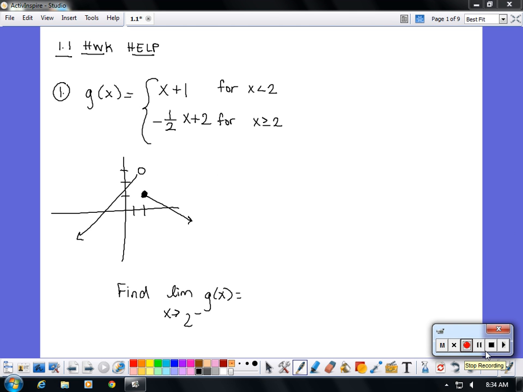1.1 homework help is limits with graphs. And let's take a look at number 1. Number 1 gives you a graph and it gives you a piecewise function. You're looking for the limit as x approaches 2 from the left.